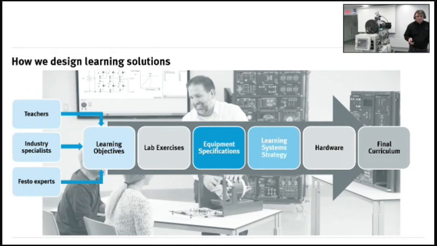After this is done, we go to the strategy for the learning system. How is this going to be achieved? We build the hardware, and once the hardware is done, the technical writer comes in and writes the manuals that accompany the hardware and the exercises that are going to be done by the students. So now we know that all the exercises in the books have really been tested with the equipment, and they work, and you can repeat them a lot of times with similar results.